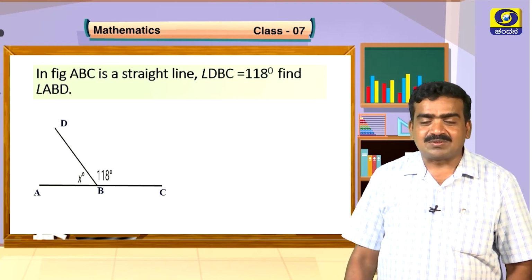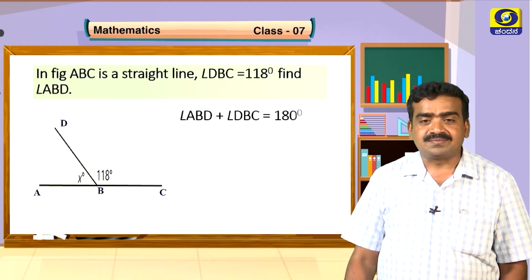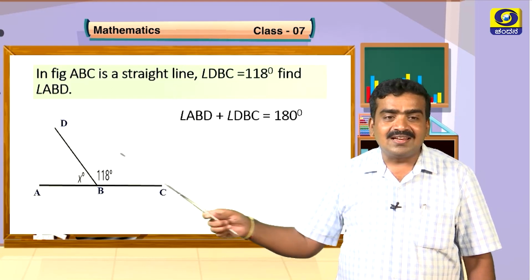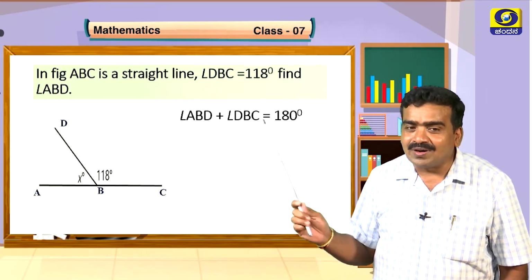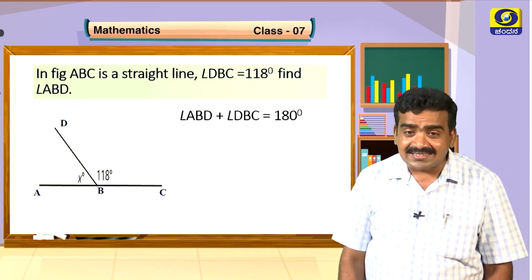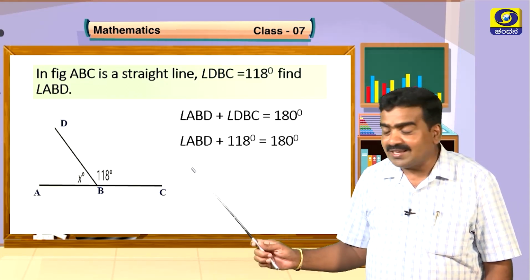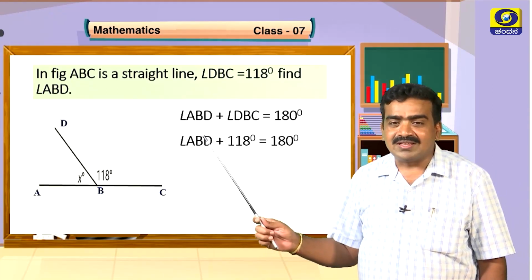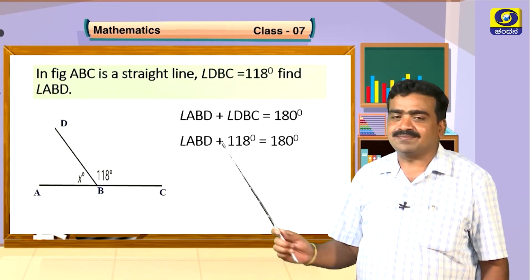See, the steps should be followed to calculate the angle ABD. Angle ABD plus angle DBC, which is equal to how much degree? 180 degree. Then what we have to do next? Which angle is given here? Angle DBC is given. So instead of DBC, write 118 degree. Then with the help of this data, we can calculate ABD easily.